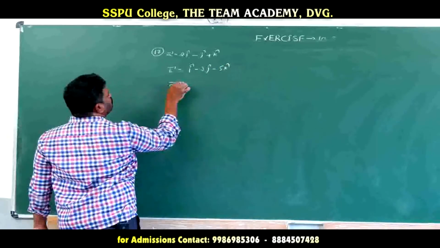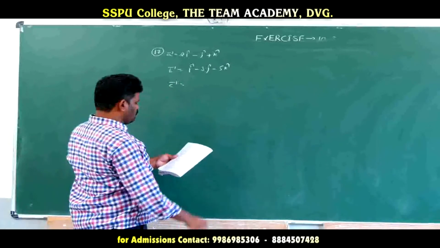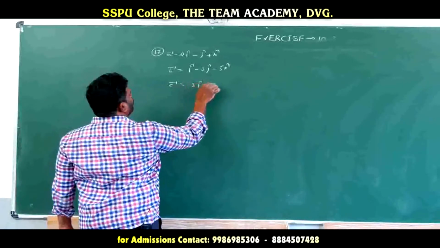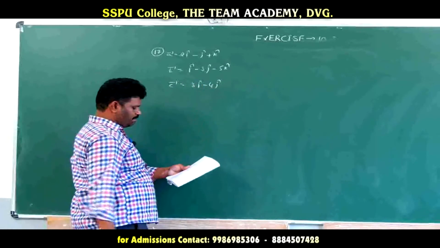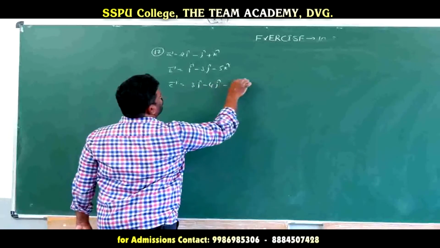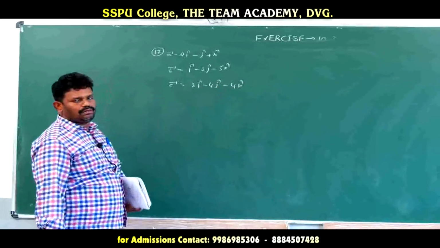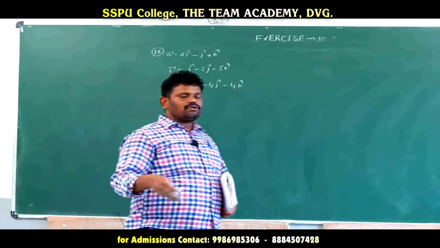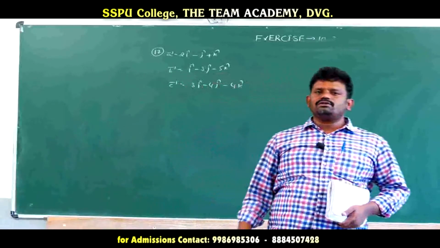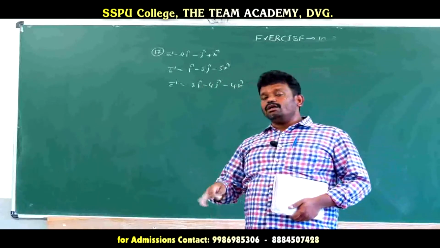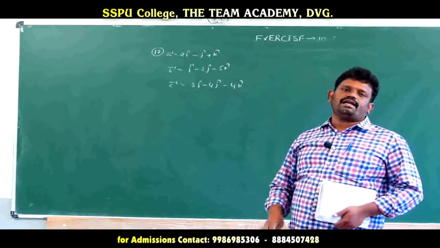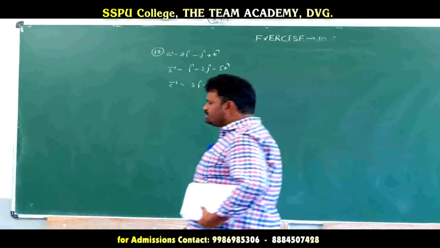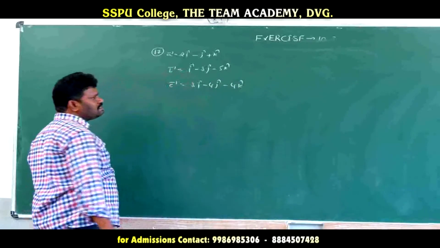Next, C bar is equal to 3i cap minus 4j cap minus 4k cap. Now, to check for a right-angle triangle, if you find the dot product between any two sides and it is equal to 0, then it is a right-angle triangle. Otherwise, the simple method is distance: find the vectors AB, BC, CA.